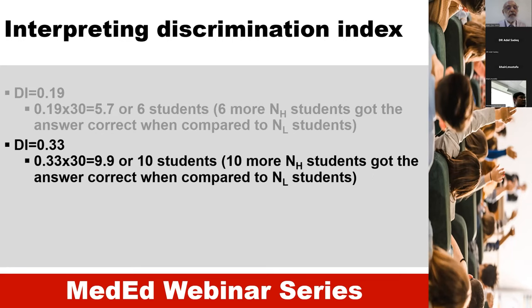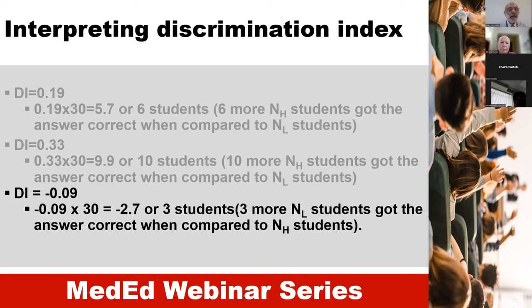If the discrimination index is 0.33, that would mean that 10 more students in the higher group answered correctly as compared to the lower group. On the other hand, if the discrimination index is negative, this means that the lower group students are answering correctly as compared to the higher group. So there must be something wrong with the question.